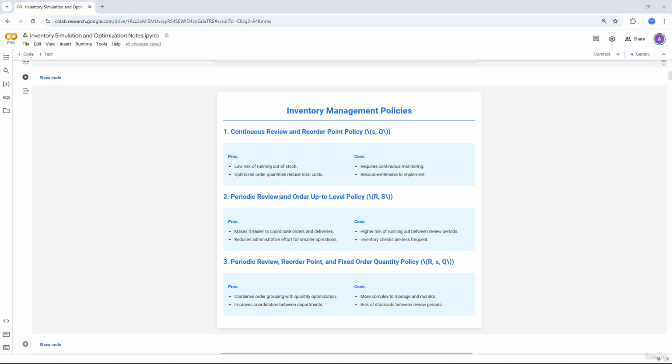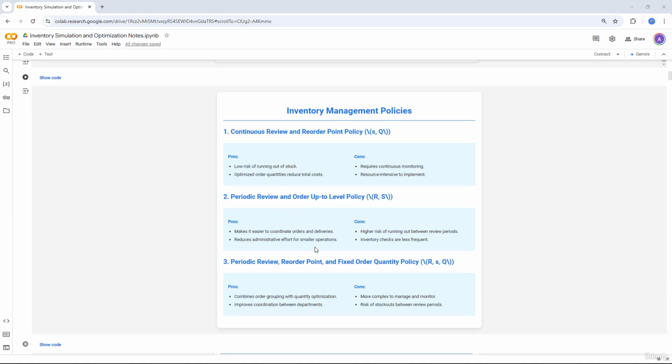Next up, we have the periodic review, which is basically reordering after a certain time period. So, for example, imagine you have a clothing store. Every Monday, you check your inventory levels and order enough to restock to a set level. This method is easier to manage, but risks stockouts between reviews.